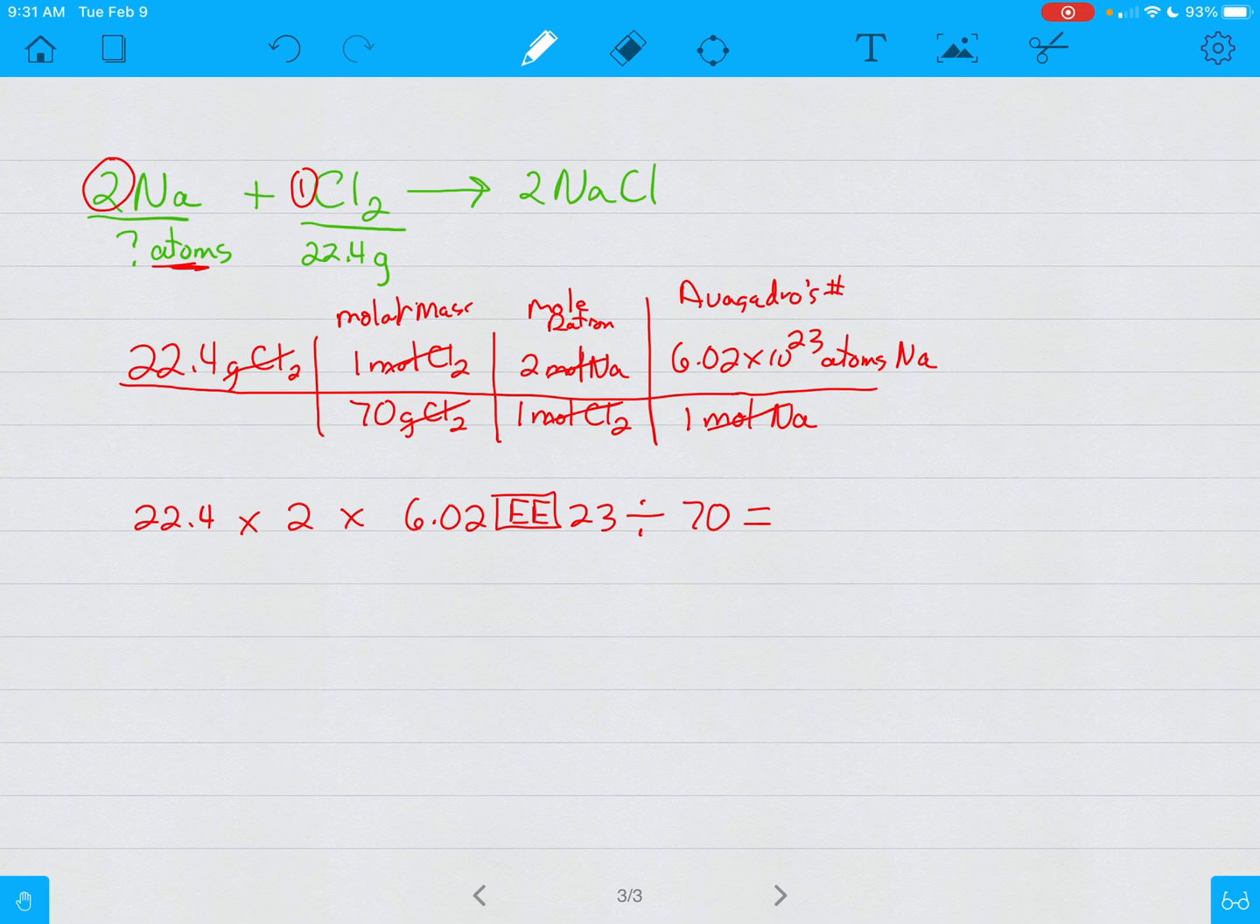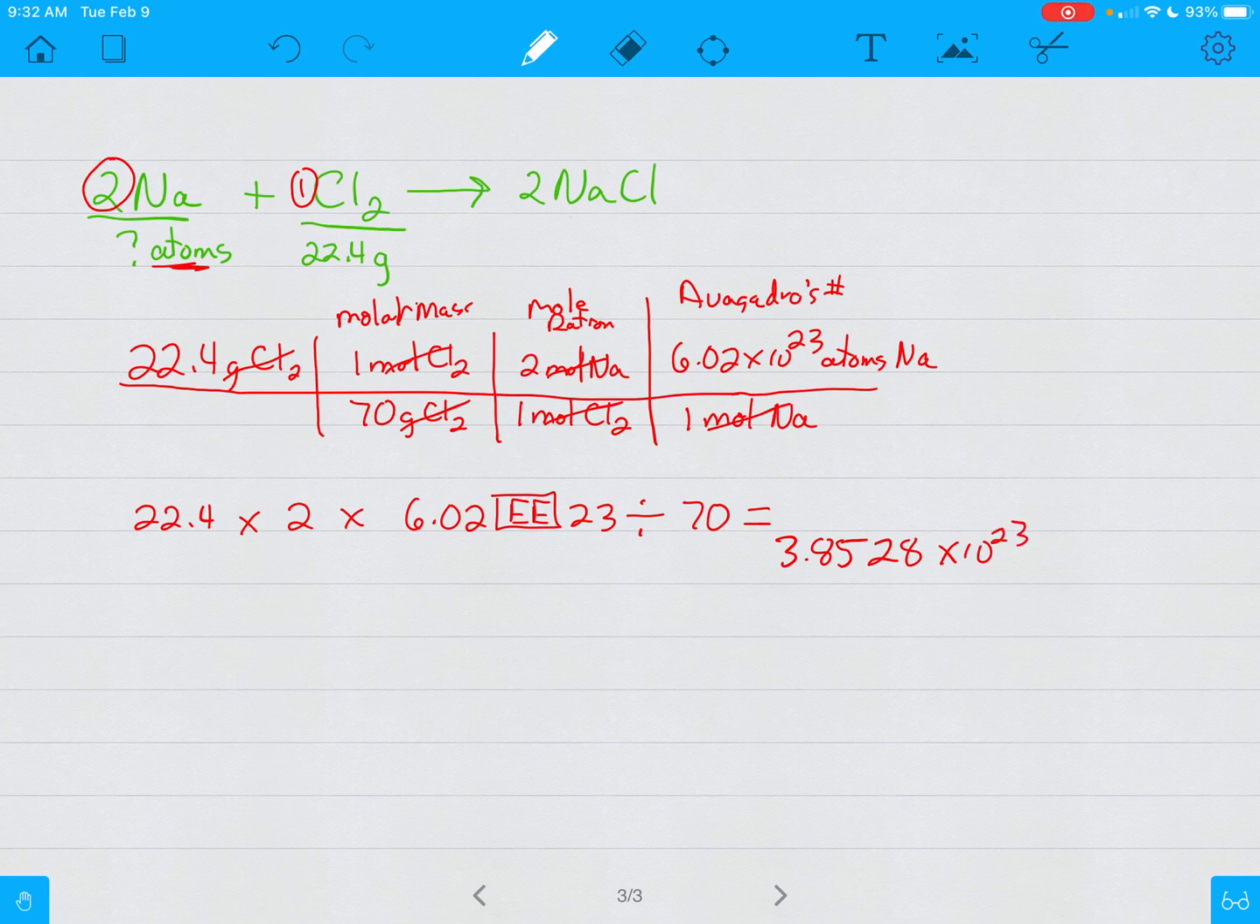My calculator turned off again. Turn it on its side, clear it. Here we go. 22.4 times 2 times 6.02 EE 23 divide by 70 equals, and I get 3.8528 times 10 to the 23rd.